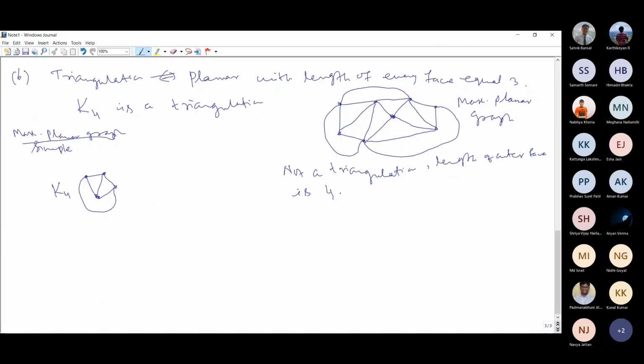Okay, problem number 6 you can try: maximal planar graphs as well as triangulations are always connected graphs. See, a maximal planar graph will always be connected. I'll give you a hint. If it is disconnected, suppose you are having a planar graph, in one component it is like this, and the other component is like this.